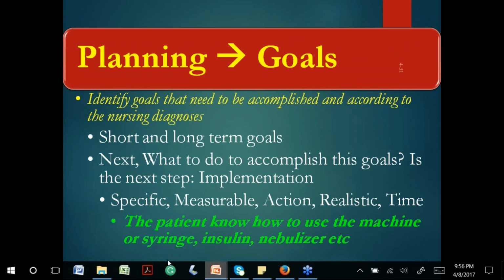For example, how soon I want the pain to go down, how soon I want the fever to go down, how soon the patient needs to have a bowel movement, how soon the patient is going to start solid food, right? The patient needs to learn how to use the machine or nebulizer or the syringe, the insulin, etc. Right? So that is your planning and goals. So let's keep going.